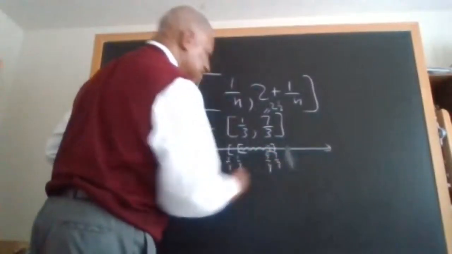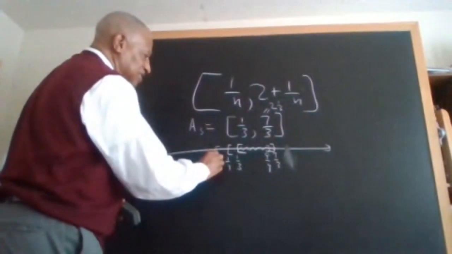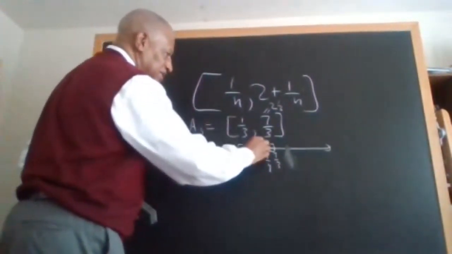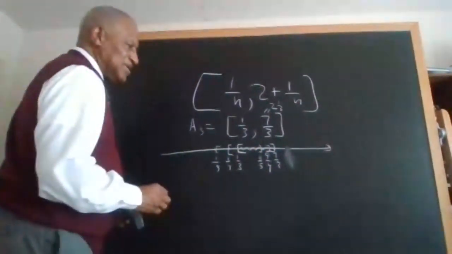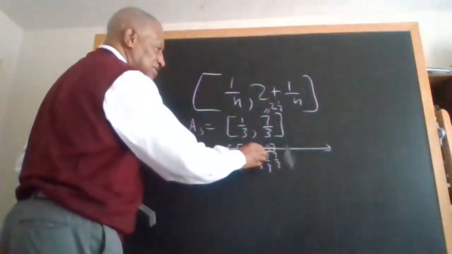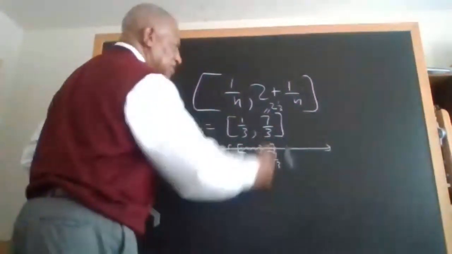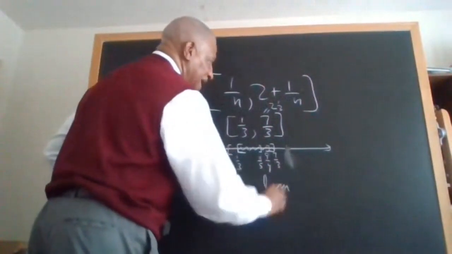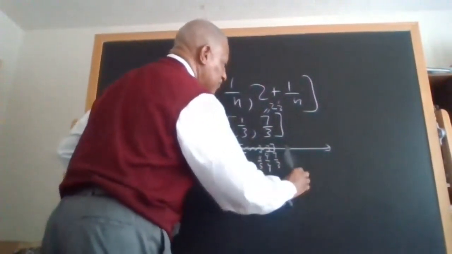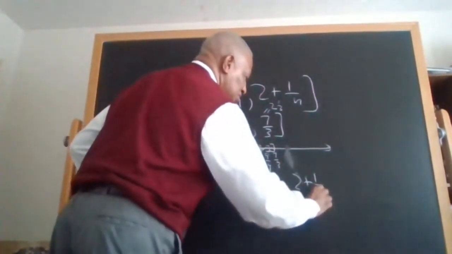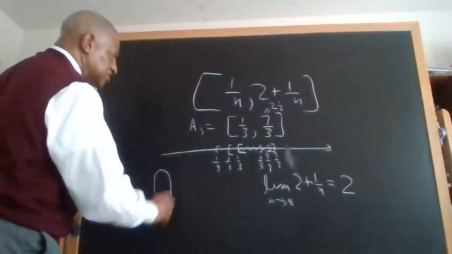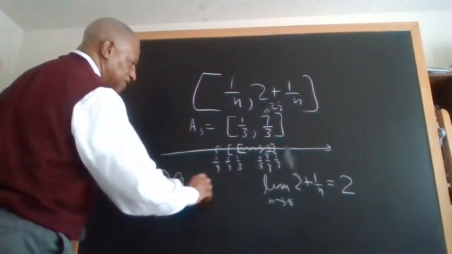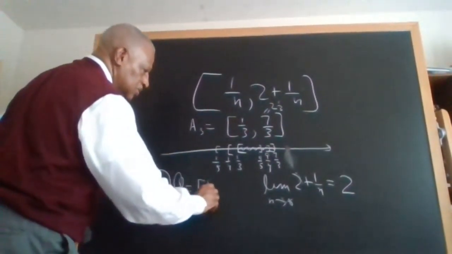So it should be 9/4. Let's get it right. The next one is what? 1/5 to what? 11/5. You're absolutely right. It's marching down. So, as this marches on down, look at this part right here. The limit as n goes to infinity of 2 plus 1/n is equal to 2. That's why it's good to work it out. Therefore, the answer for the intersection, let's get it right. The intersection of all these sets then should be what? 1/3 to 2.